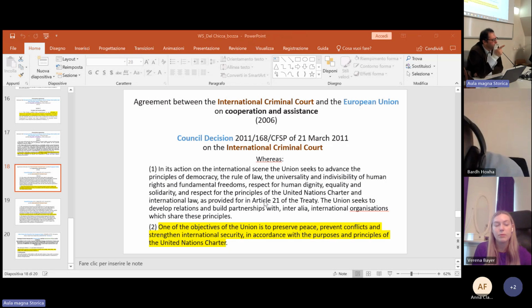Okay. And if you remember, there is also another principle provided in Article 2 of the United Nations Charter, the principle of justice. You remember justice. Well, this is a clear application on behalf of the European Union. The European Union wants to make an agreement with the International Criminal Court also to uphold and promote one of the principles of the United Nations Charter: justice.